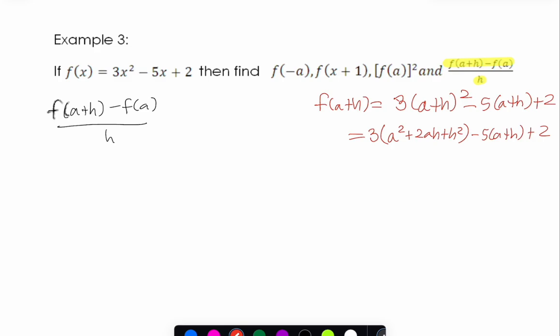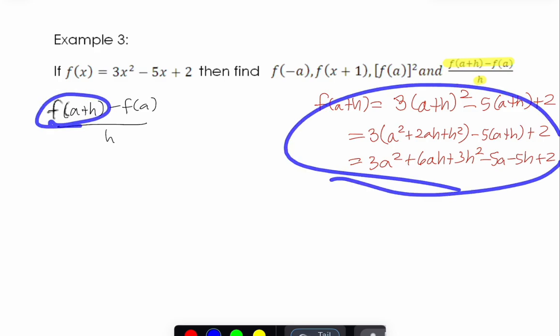And then let's distribute the 3 and the negative 5 to the a plus h quantities. So we get 3a squared plus 6ah plus 3h squared minus 5a minus 5h plus 2. Now, sometimes at this point there will be some like terms. Very often, there is not. And this is a particular one where everything is different. You can't combine anything. Stop, you're good, okay? Now, the next part of our expression, so I've done f of a plus h.